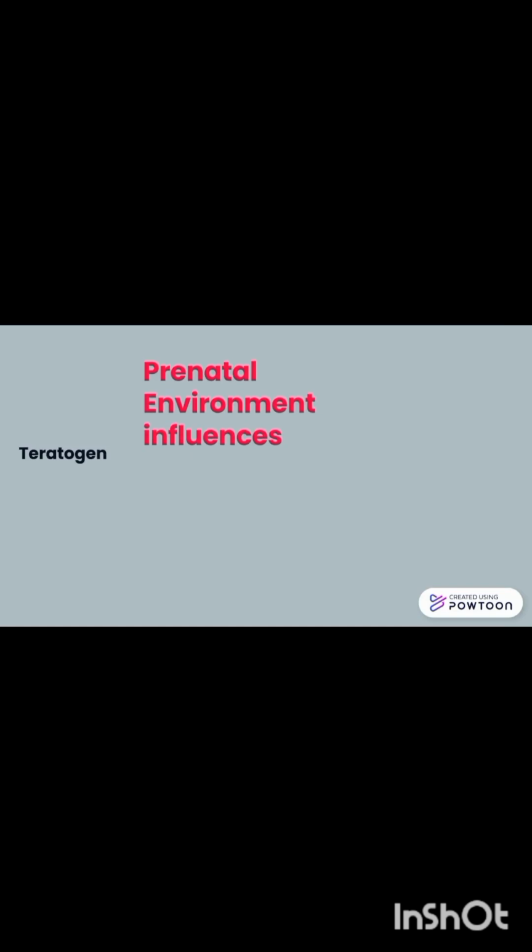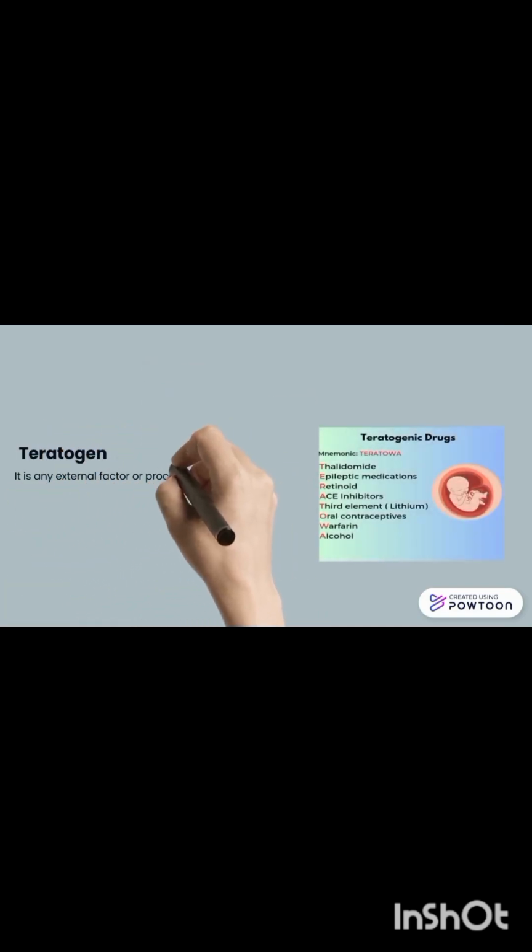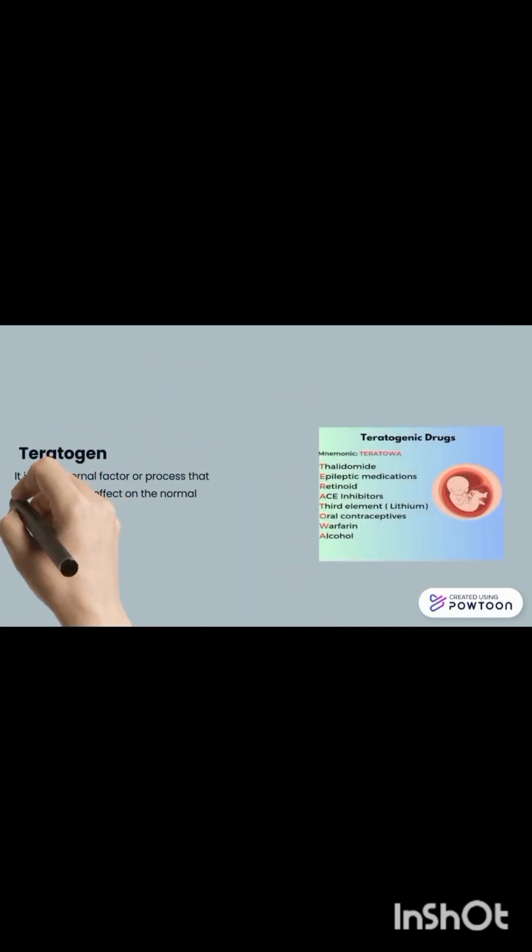Teratogen, as a prenatal environmental influence, is any external factor that has a negative effect on the normal development of an unborn child. It consists of two factors. Number one is time of exposure. It causes more damage in certain phases of development. The embryonic phase, which is about 8 weeks after conception, is more vulnerable than the later prenatal phases.